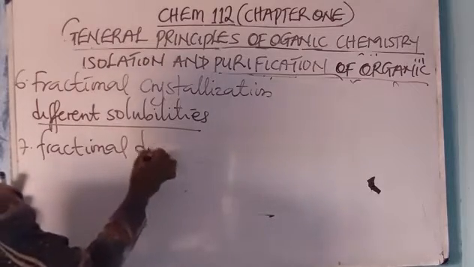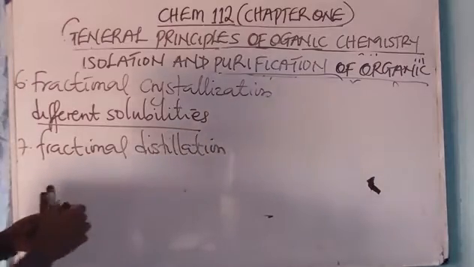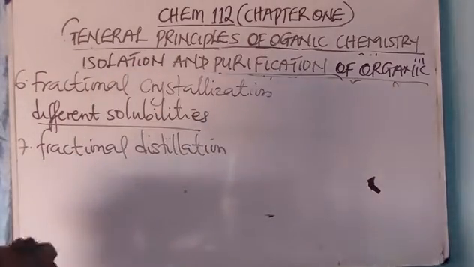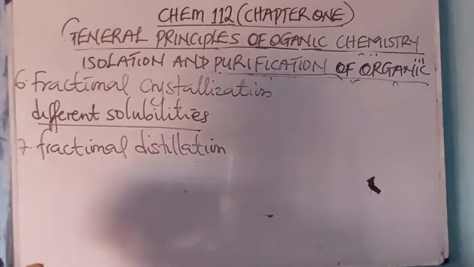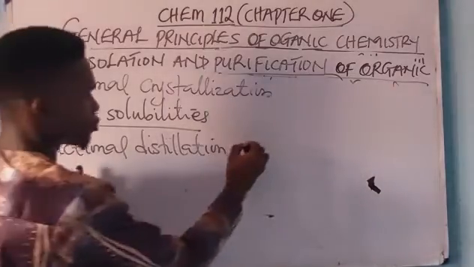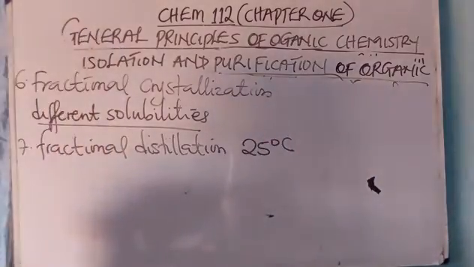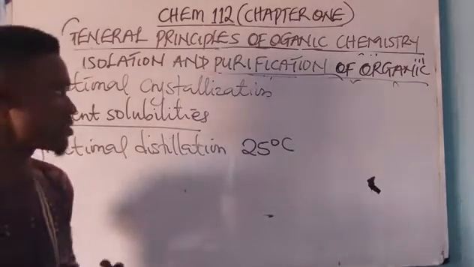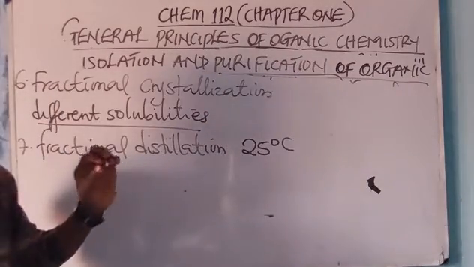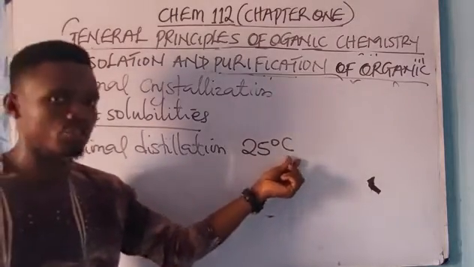Now number 7, we have fractional distillation. Fractional distillation is used to separate two or more miscible liquids that have a temperature difference of less than 25 degrees Celsius. It's used to separate two or more liquids whose temperature is less than 25 degrees Celsius.